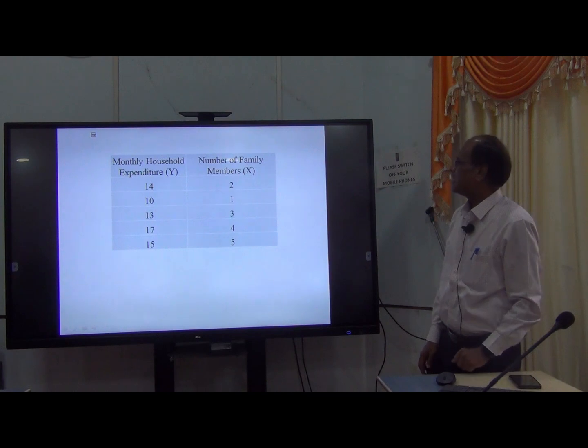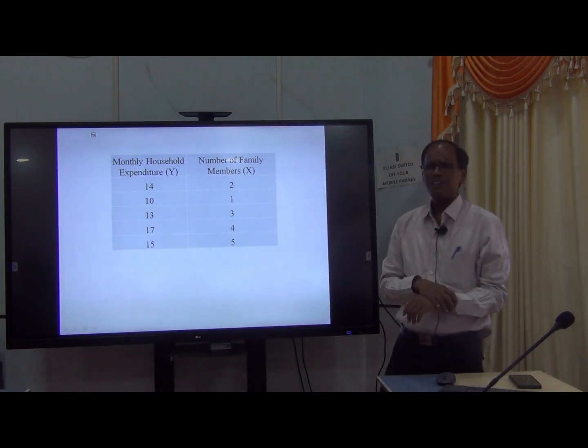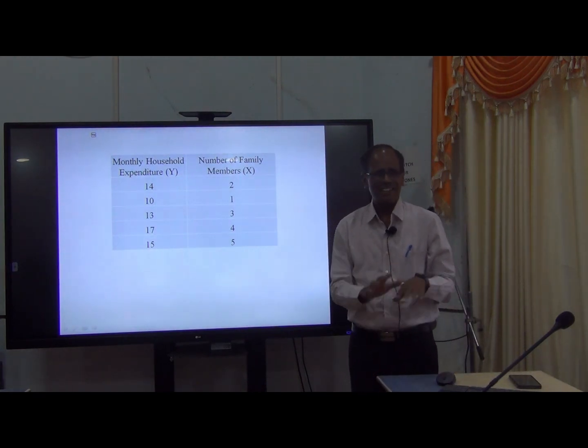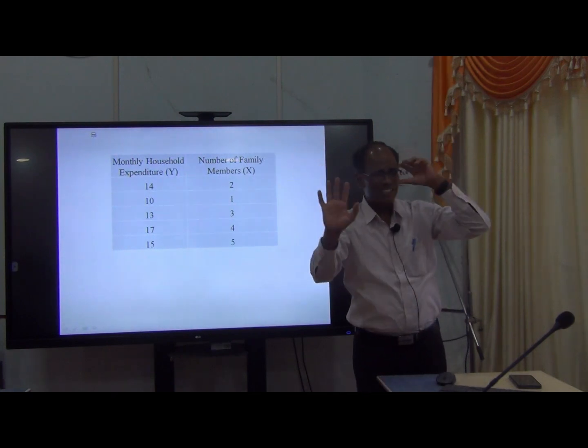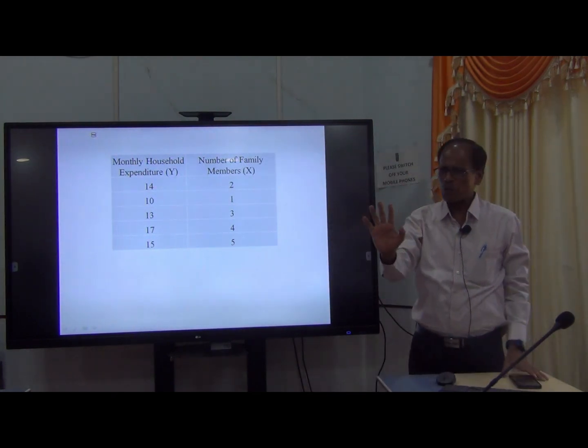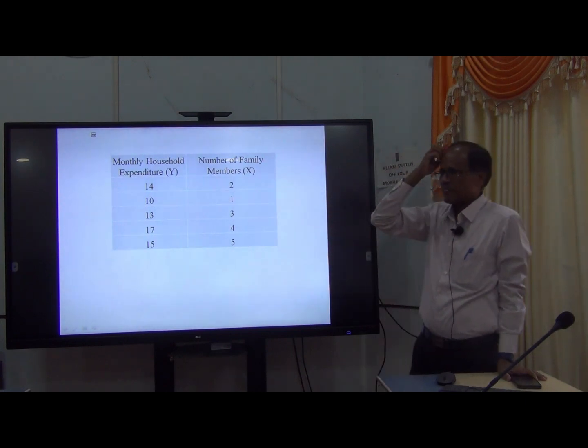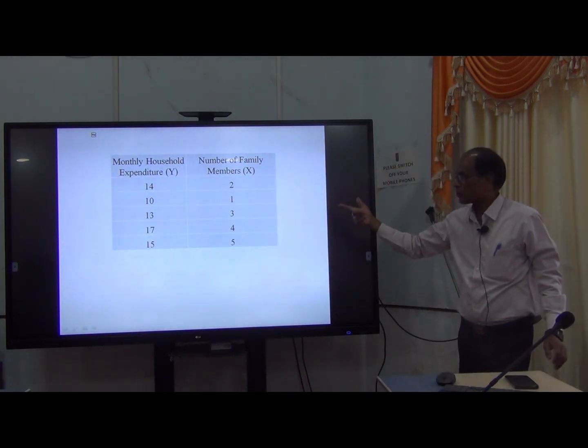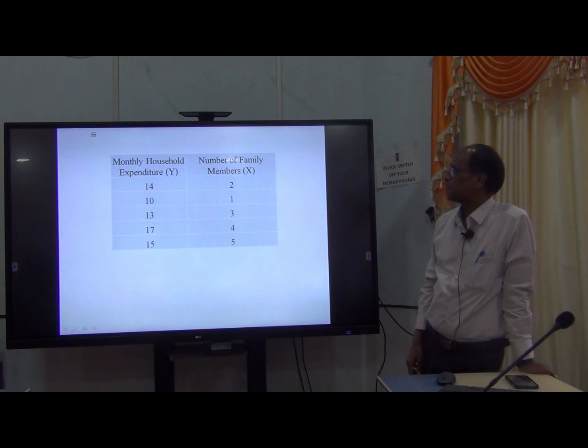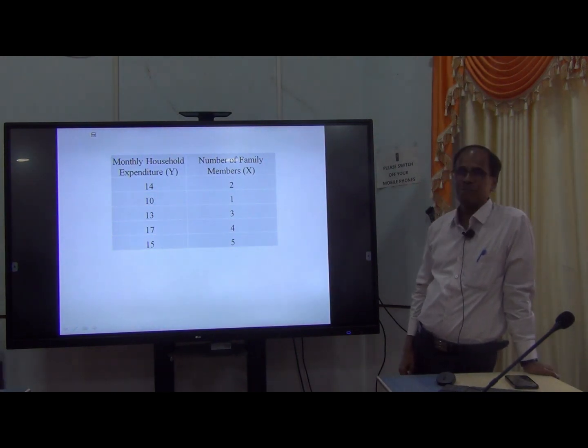Okay, and again, one more: how to use this t? Are you getting bored? No, sir. Comfortable, no? Whether this approach is okay for you? Yes, sir. And I still have the chi-square test. Let me complete it as early as possible. So I have data on monthly household expenditure and number of family members.